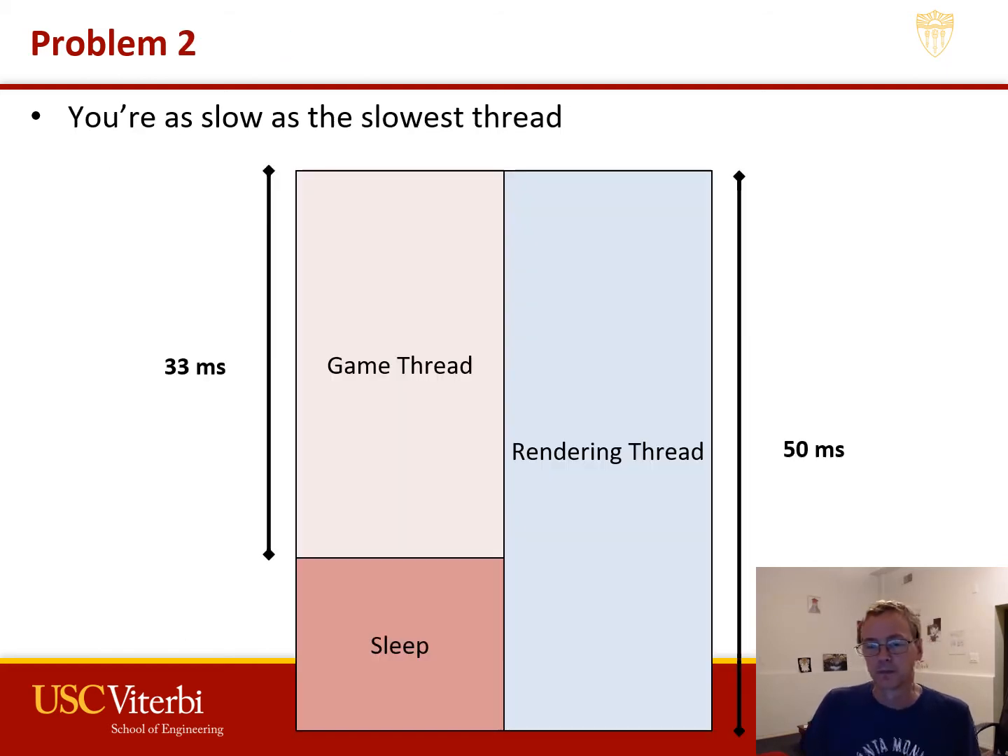Okay, so there's another problem with this concept, and that is the chain is only as strong as the weakest link, and the game is only as fast as its slowest thread. So in this example, let's say the game thread is running in 33 milliseconds per frame, but the rendering thread takes 50 milliseconds per frame. That means your game takes 50 milliseconds per frame, and if this was running on 2 cores, this other core is spending a big chunk of its time just waiting. There's nothing to do on that thread.